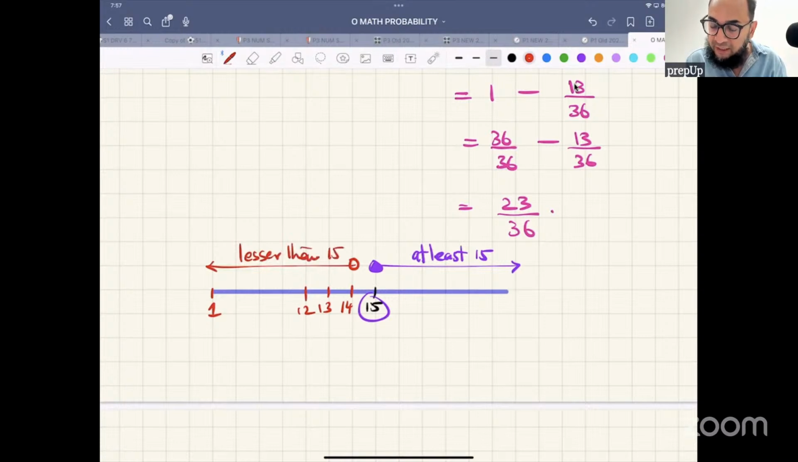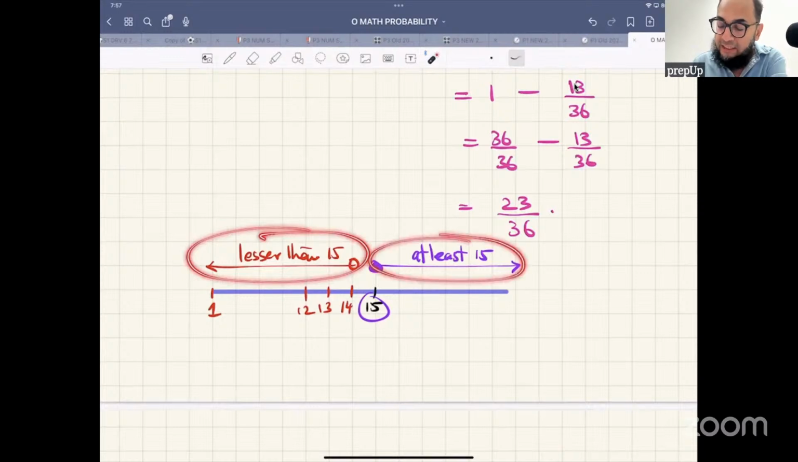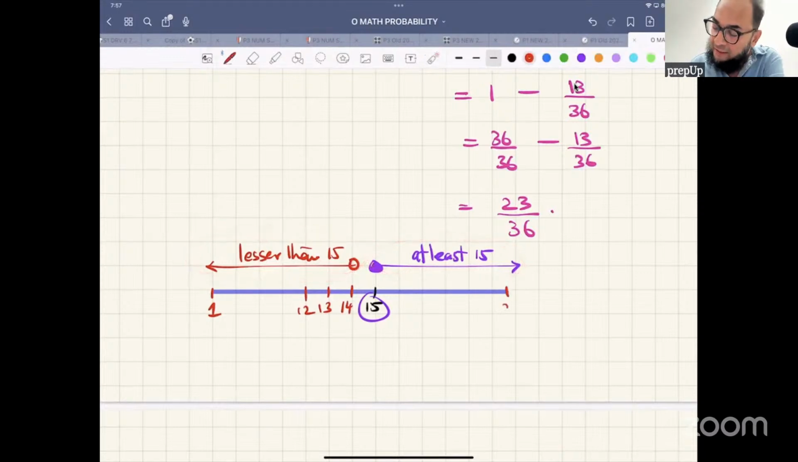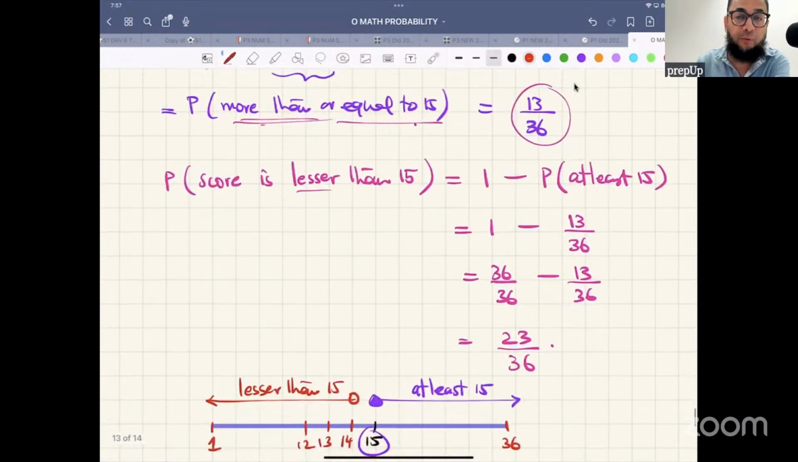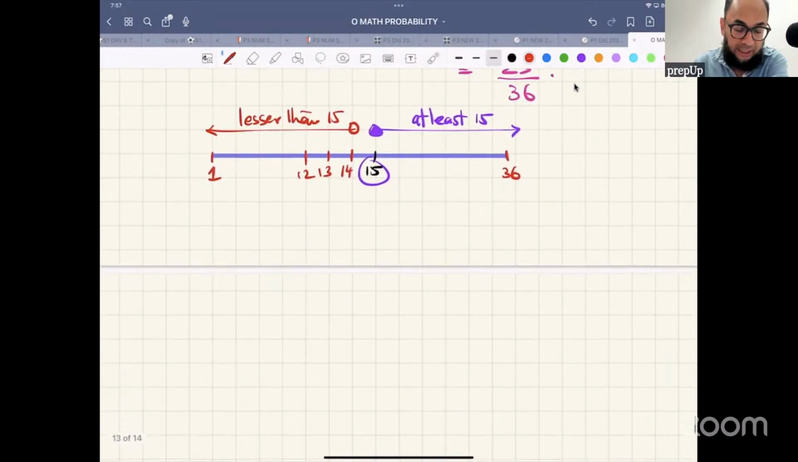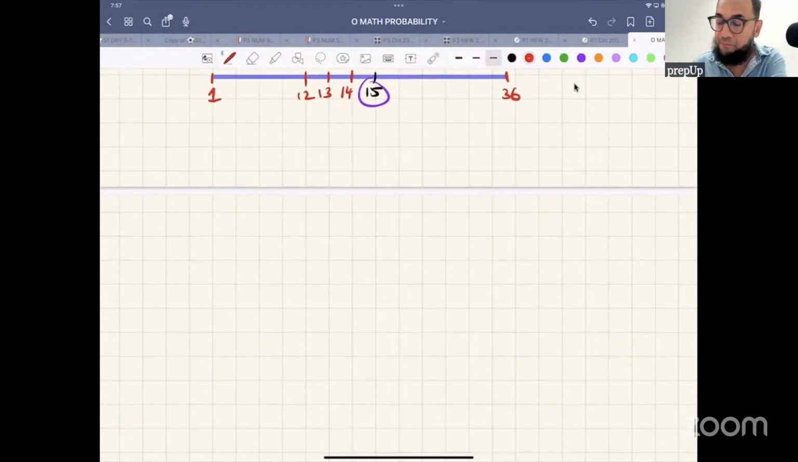Of course, all the scores are integers. There are no decimals. There are no fractions as such. So lesser than 15 is this thing. So this probability plus this probability all the way till 36 should add up to 1. So that is the logic that I've applied over here. I hope this is all good, all clear.